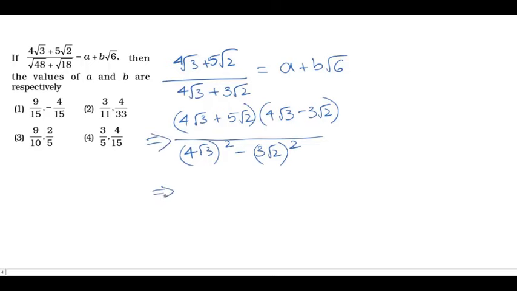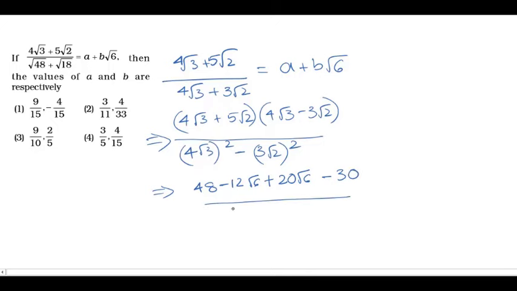Then what does this become? 4 root 3 into 4 root 3, that is again 48. Then 4 root 3 into minus 3 root 2 is minus 12 root 6. 5 root 2 into 4 root 3, 20 root 6, minus 15 into 2. What is 15 into 2? 30.